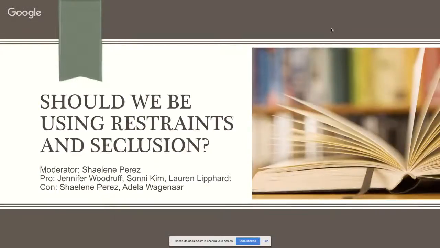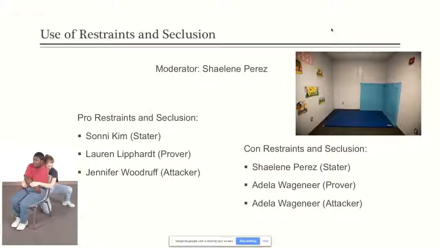The use of restraints and seclusions. In this debate, we will be discussing both the pros and cons regarding the use of restraints and seclusions. With us in the debate today, supporting its use, is Jennifer as attacker, Lauren as approver, and Sony as a stater. On the opposing position, we have myself, Shailene, as a stater, and Adela as the approver and attacker.